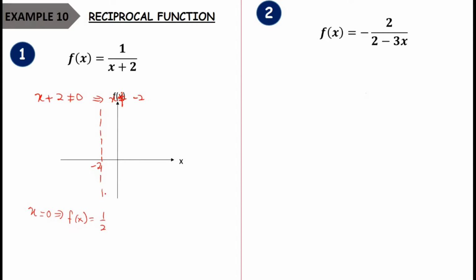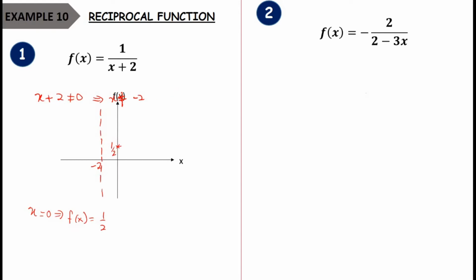Next, you find the y-intercept. When x equal to 0, then we get f of x is equal to 1 over 2. You can substitute 0 here. So 0 plus 2 is equal to 2. Then you get 1 over 2. So you have the point 0, 1 over 2. Here is 1 over 2. Okay, so this is the point.